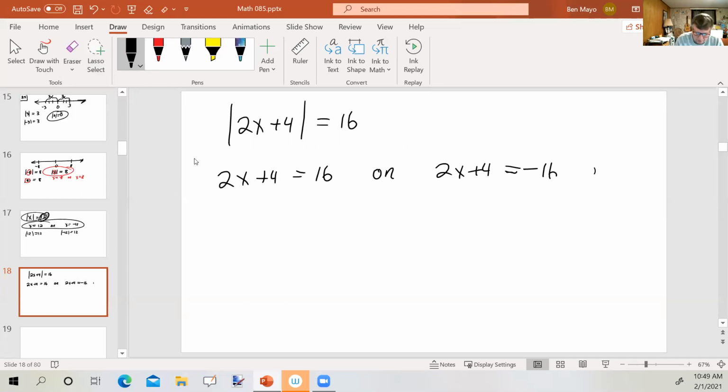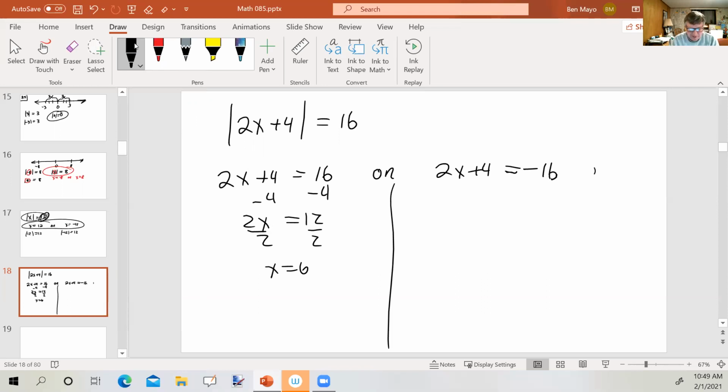2x plus 4 equals 16. Subtract 4 from both sides. 2x equals 12. Divide by 2, x equals 6. 2x plus 4 equals -16. I'll subtract 4. 2x equals -20. Divide by 2, x equals -10.